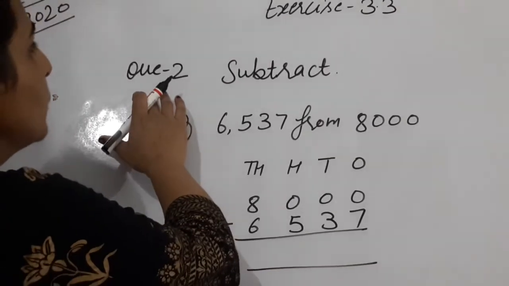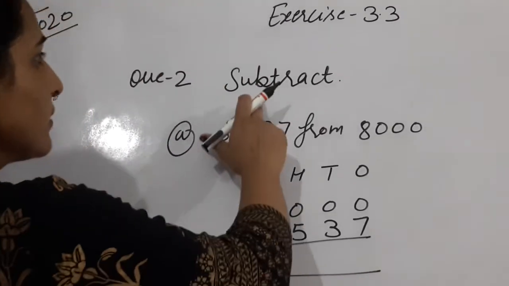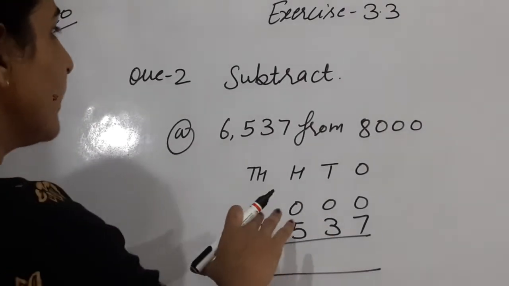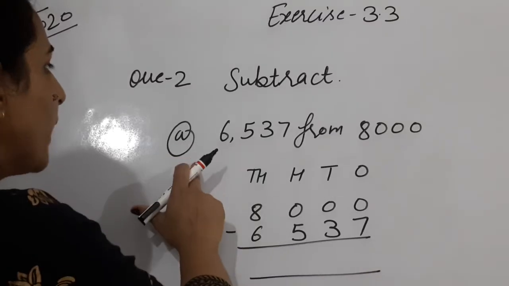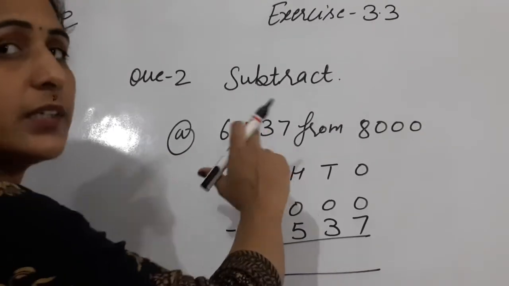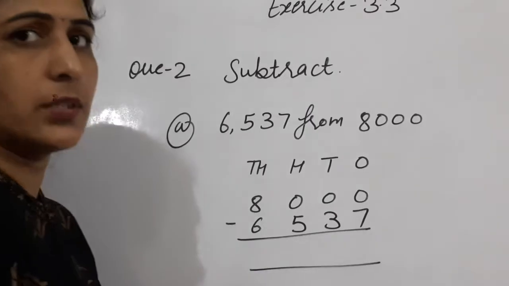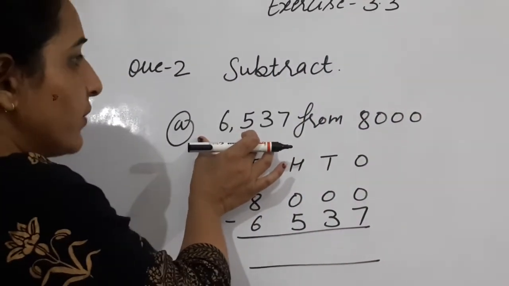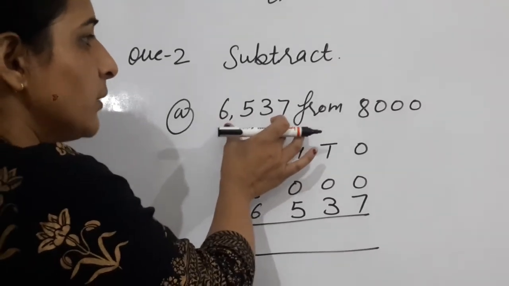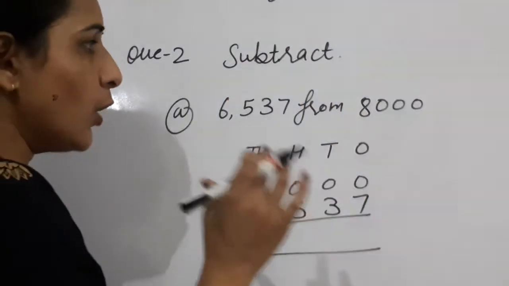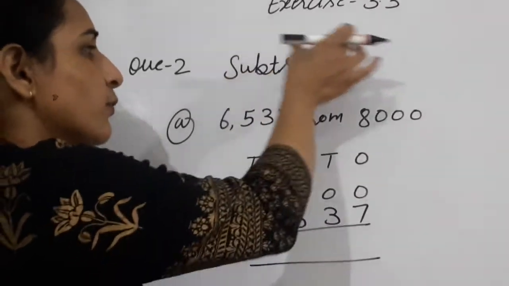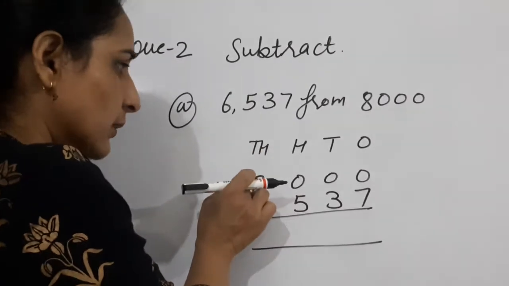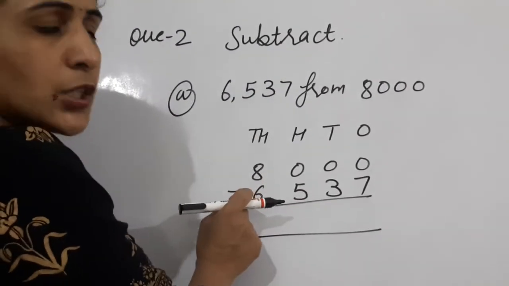Now question number 2 of exercise 3.3 is subtract. In this question there are part A, B and C, 3 parts. So part number A is 6537 from 8000. It means from 8000 we subtract 6537. This is the smaller number, this is the bigger number. We always subtract the smaller number from the bigger. Clear? So how do we write? First we write the bigger number, after that we write the smaller number.